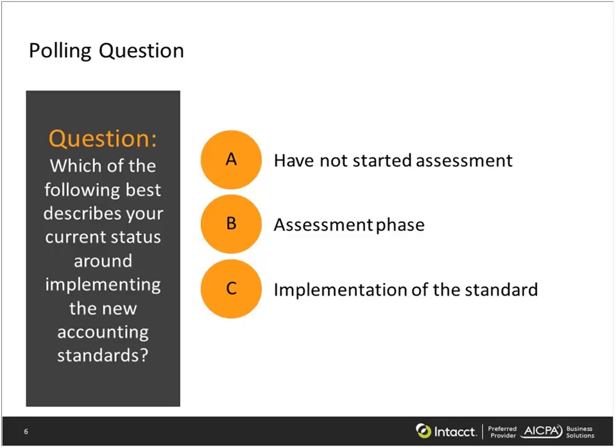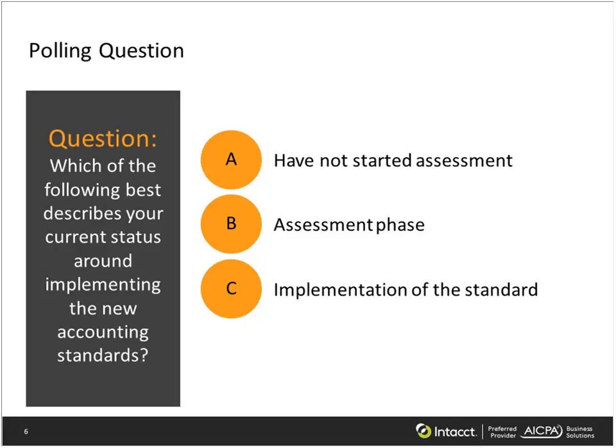Or are you more at a point where you've started making the needed changes to your processes? And so that would be option C. And so as we wrap up the poll here, we see that about 44% of you are either in the assessment phase or actually have started implementation. And about 56% of you have not started the assessment. So about half of you haven't gotten going yet.